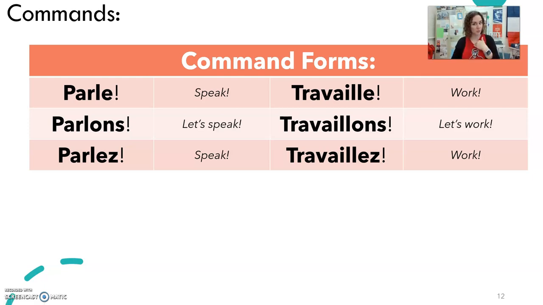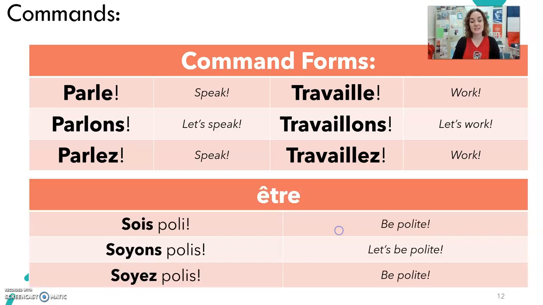Now, I won't say "nous parlons," because that means we are talking. I want to just say, hey, let's talk, "parlons." Same thing with let's get to work, "travaillons." If I'm talking to one person, I just use the tu form minus the S. I drop that S and I just say "parle," "travaille." It is worth noting that ER verbs, the command forms all look like this.